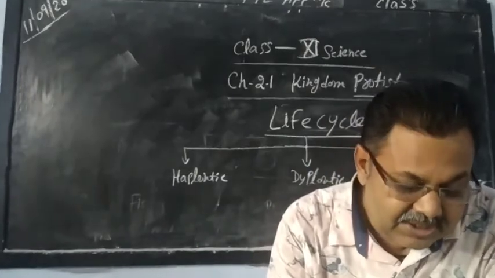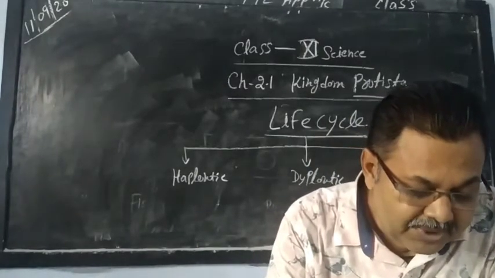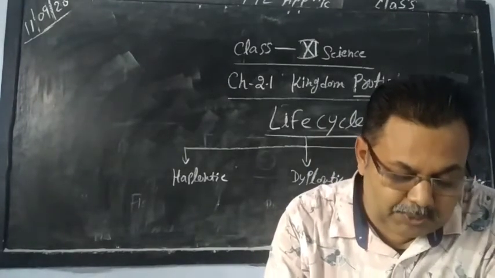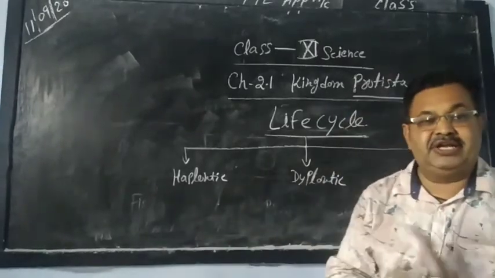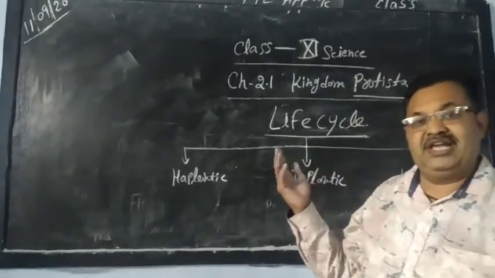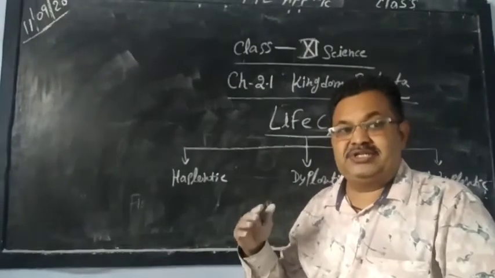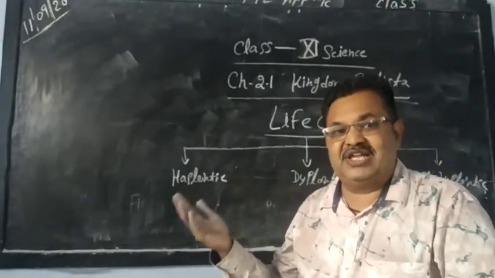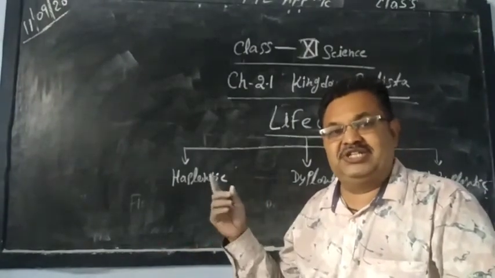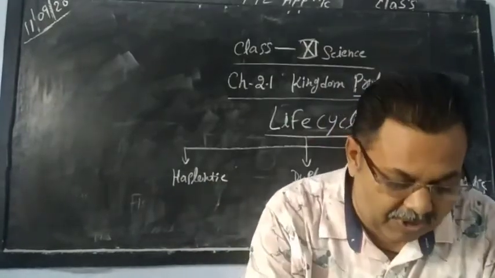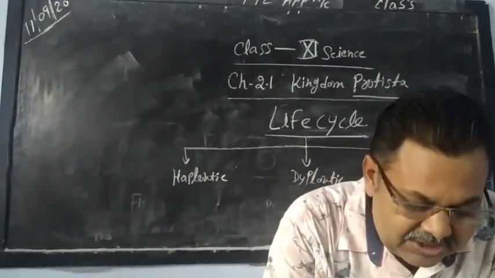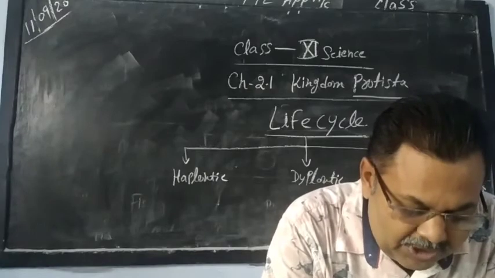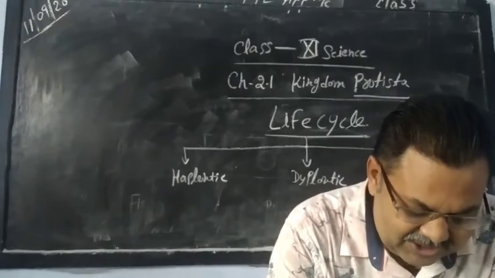The next one is diplohaplontic pattern. Diplohaplontic pattern means it has both 2n as well as n. It means diploid cells as well as haploid cells take place in these life cycles. So this type of mode of reproduction or life cycle is known as diplohaplontic type of life cycle.